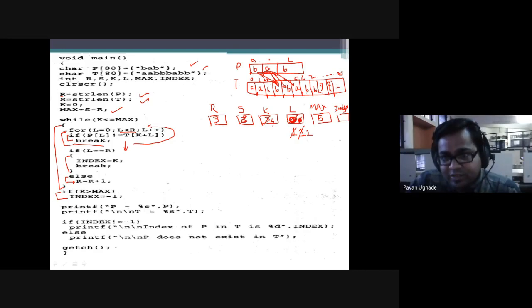We are working with the sixth character. So this will be checked, and this will be checked as P of 2, that is B, not equals to T of K plus L, that is 4 plus 2, 6, that is also B. B not equals to B, condition false. So it will increment the L. L becomes now 3.